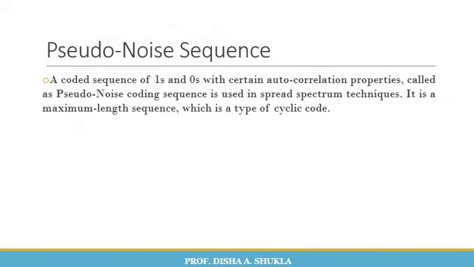Moving further, the whole process is done using the pseudo-noise sequence. But what is a pseudo-noise sequence? A pseudo-noise sequence is a coded sequence of ones and zeros with certain autocorrelation properties, and that is called a pseudo-noise coding sequence. It is used in the spreading techniques. It is a maximum length sequence, which is a type of cyclic code. I mean, after some time, the whole sequence will be repeated again, and hence it is called a cyclic code.